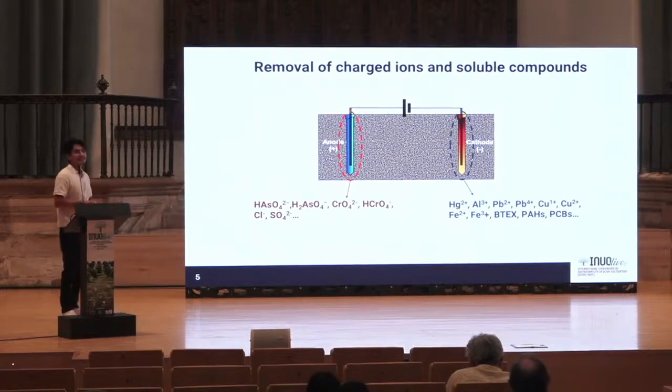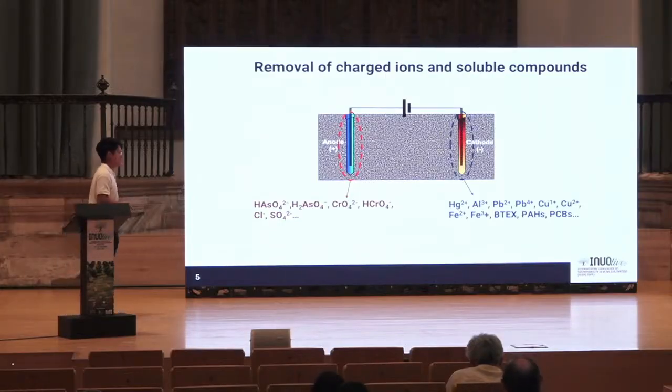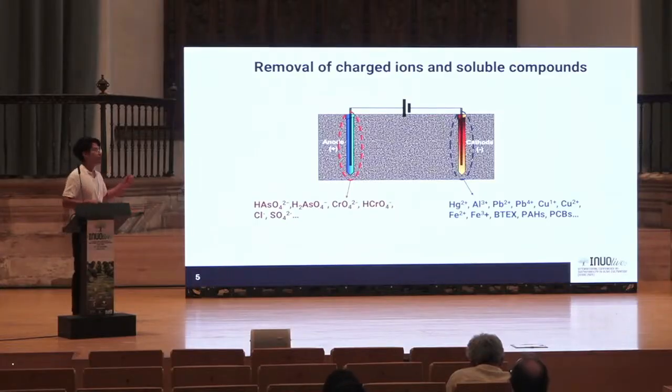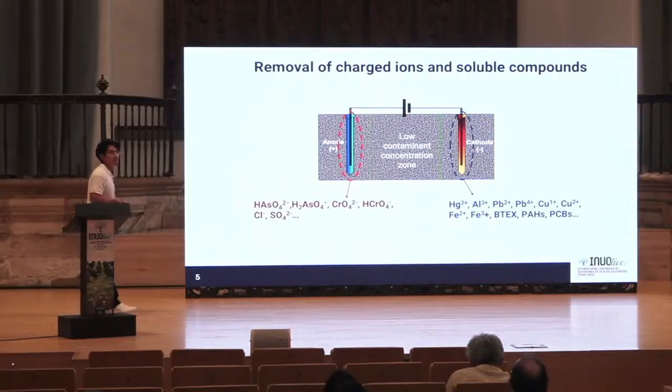So these processes are quite important because in this way we can remove charged ions and soluble compounds in water. So we have plenty of contaminants that we can remove to those electrodes. And at the end of the day, we are going to end up with a low contaminant concentration zone, which is going to be the treated soil area.